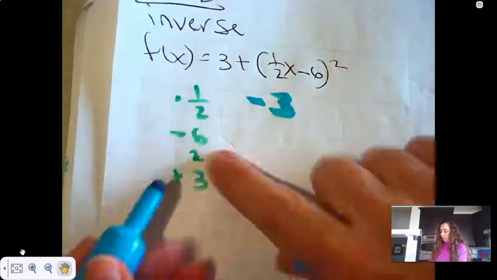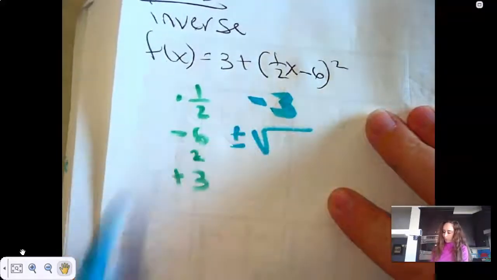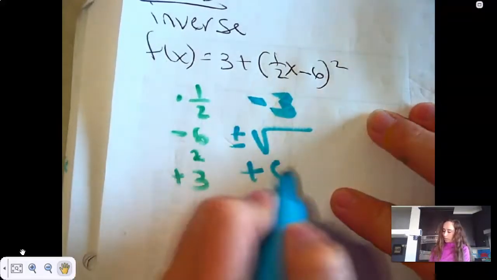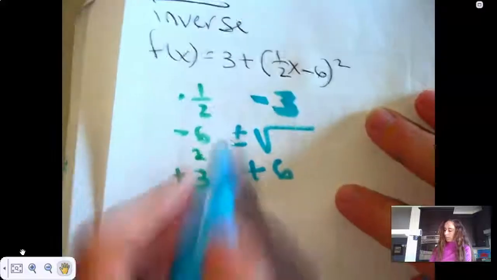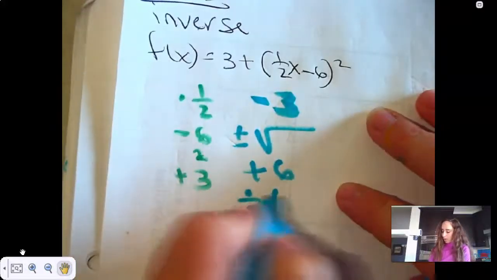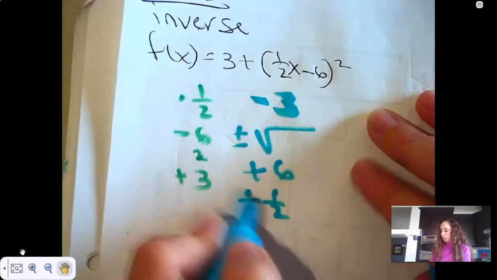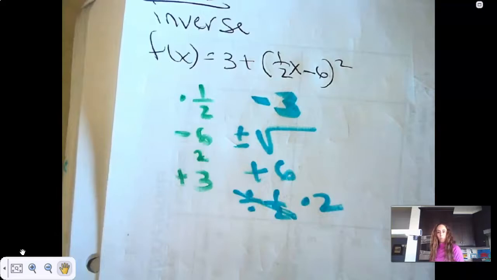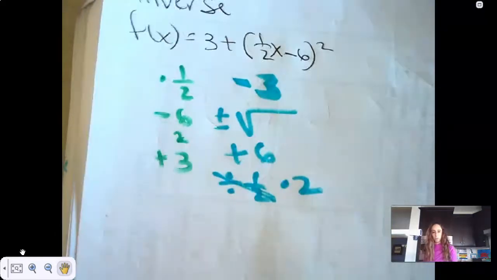So if I was going to do the inverse, I have to go backwards. Subtracting 3, instead of squaring it's square root, plus or minus. Instead of subtracting 6, it's adding 6. Instead of multiplying by 1/2, it's dividing by 1/2, which is the same thing as multiplying by 2. We don't divide by fractions, we multiply by the reciprocal.